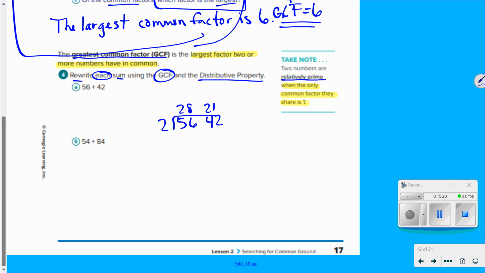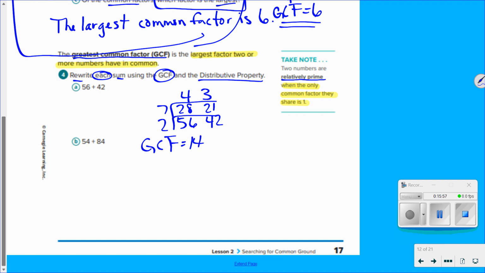Can I divide both those by 2? Nope, that's an odd number. Can I divide them both by 3? 2 plus 8 is 10. I can't divide that by 3. Can I divide them both by 7? Yes. So now I'm going to add another layer to my cake with 7. Gives me a 4 and a 3. Can I divide those both by 2? No. By 3? So I'm done. So what is my GCF? 14, because I multiply my numbers here. Okay, so my GCF is 14.